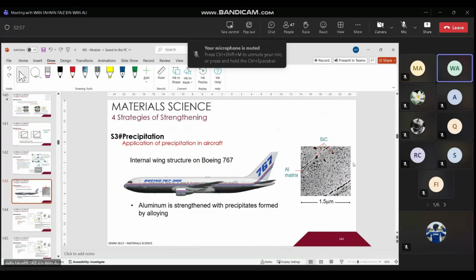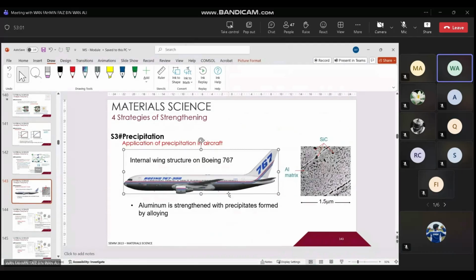Okay, right. The real application, for example, like a Boeing, if any one of you has traveled with Boeing or Airbus, you can see the body itself is made of aluminum alloy with additions of silicon carbide. And this is how the microstructure looks like. You're not going to see it on the surface. You need to do sample preparation, polishing, and etching, then you can see this structure. So the strength of the aircraft structure technically has been strengthened by additions of this dispersed particle or precipitate.